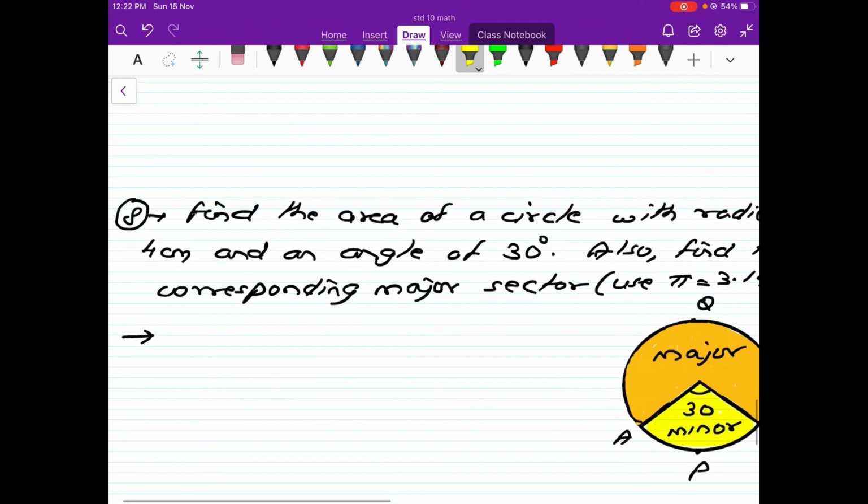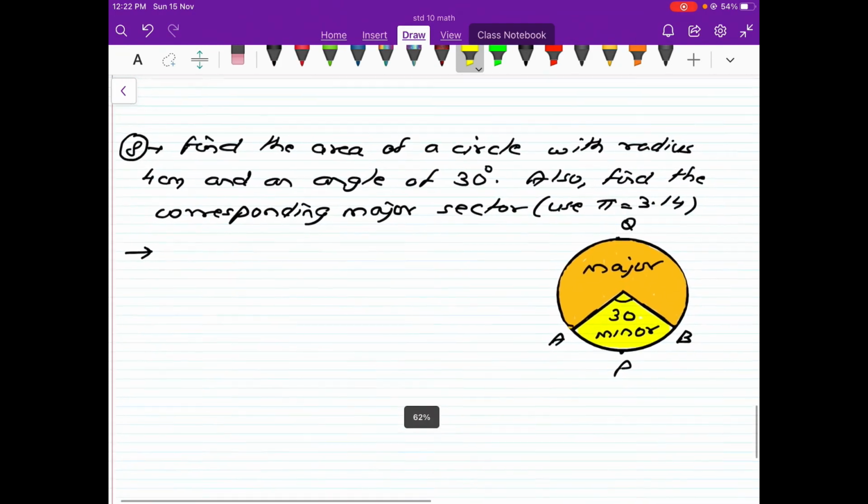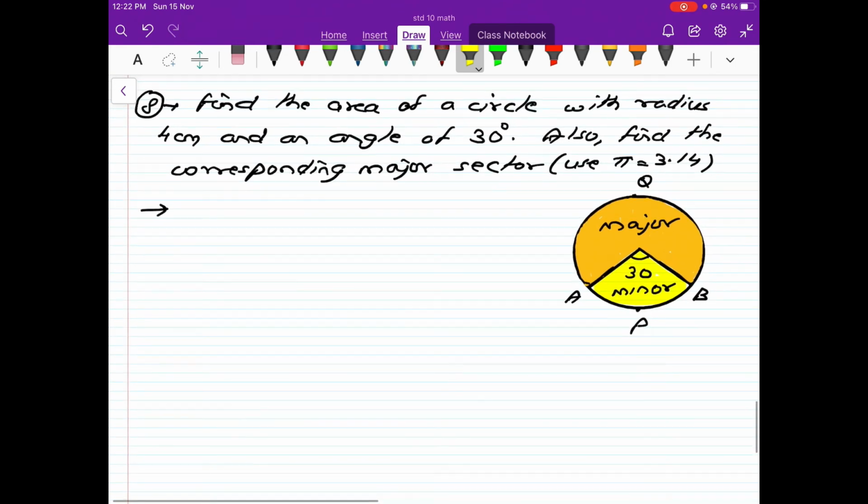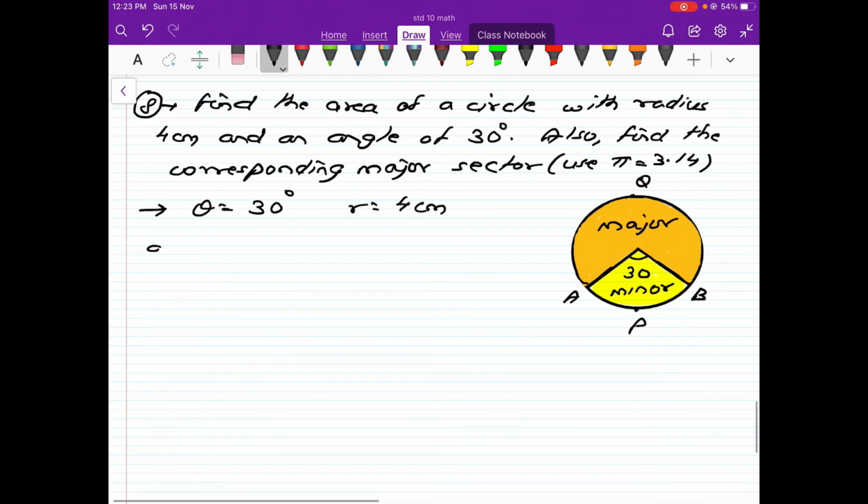We come to the eighth sum. Find the area of a circle with radius 4 centimeters and an angle of 30 degrees. Also find the corresponding major sector. Now there are two sectors here, one is minor and one is major, and we have to use pi equal to 3.14. So we'll just write down the data. Theta is given to us as 30 degrees. The radius is given to us as 4 centimeters. So area of sector, now I will write this as minor sector, as we can see from the diagram.